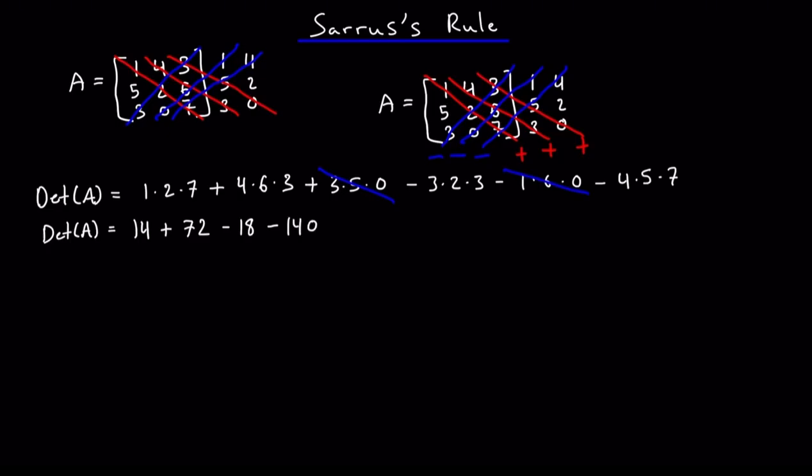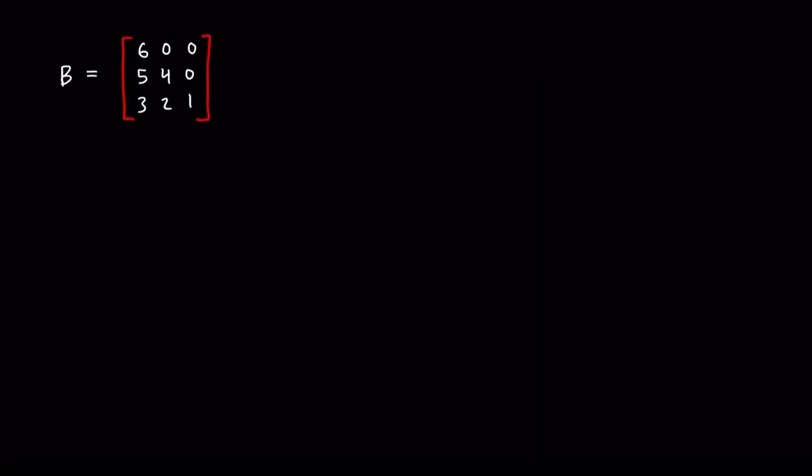All right, and now we're just adding up. So the determinant of A is going to be 14 plus 72 minus 18 minus 140, that's going to give us negative 72. So this right here is the determinant of the matrix A. Now consider matrix B. Let's find the determinant of this matrix. So we're going to do the Sarrus rule once again.